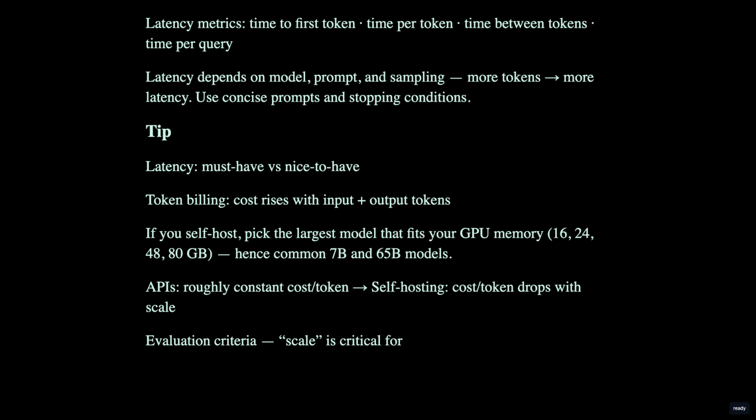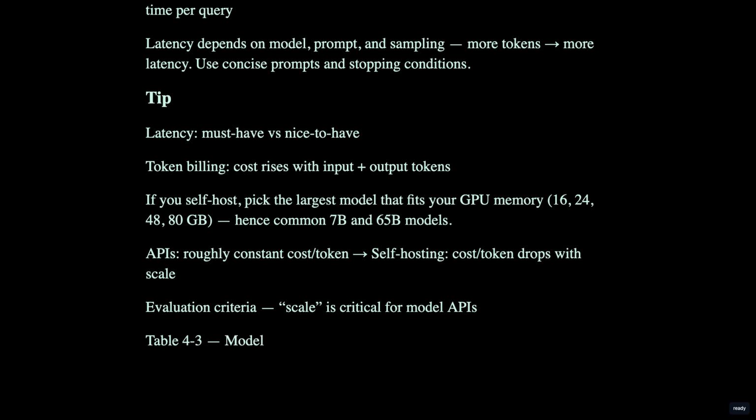Table 4.3 lists criteria to evaluate models for your application. The scale row is the most important when using model APIs. Choose a provider that can handle your expected request volume, meet your latency targets, and maintain the availability your product needs. This table lists measurable criteria used to pick models, with each row showing a metric, its benchmark, a hard requirement, and an ideal target.